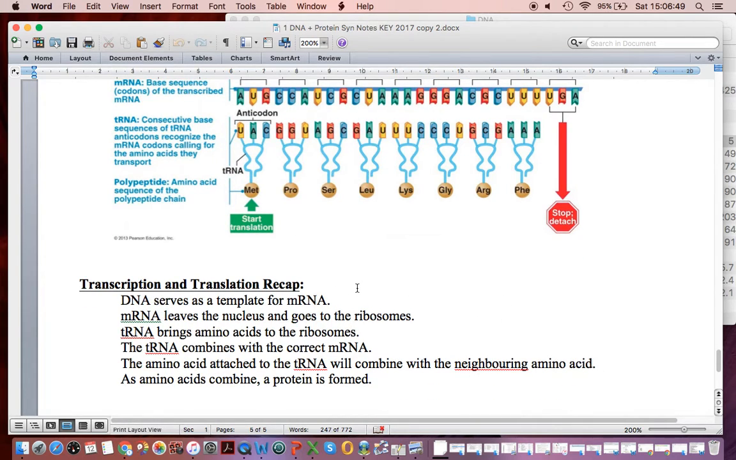Here's our final summary. DNA is a template for RNA, messenger RNA. Messenger RNA, small enough, can leave the nucleus and go to the ribosomes. Here it will meet transfer RNA that combines according to the codons and anticodons, and it will bring the correct amino acid. And the amino acids will stitch together and make a protein. So next up, we're going to watch a PowerPoint about the transcription process.